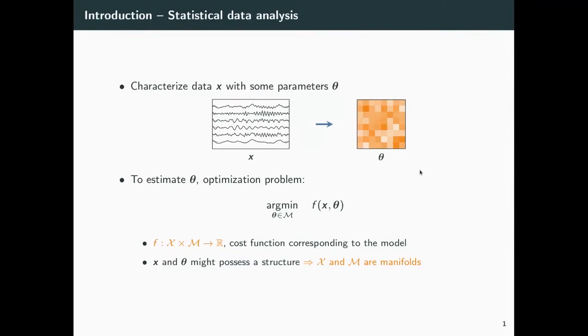Usually with real life data, we have some constraints, some structure, both for the data, which might, for example, be positive, and on the parameters. For example, if we have some data that are characterized with covariance matrices, we have positive definiteness and so on. So both the data space X and the parameter space M are manifolds here.